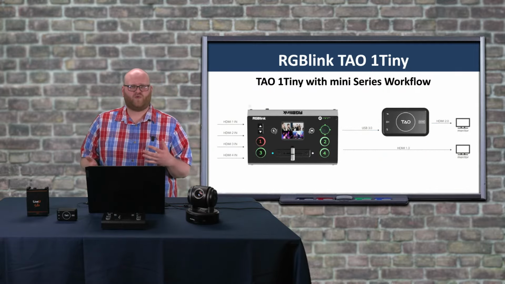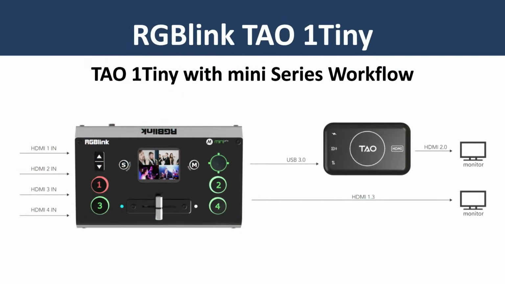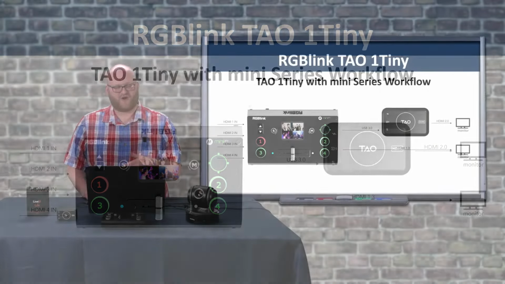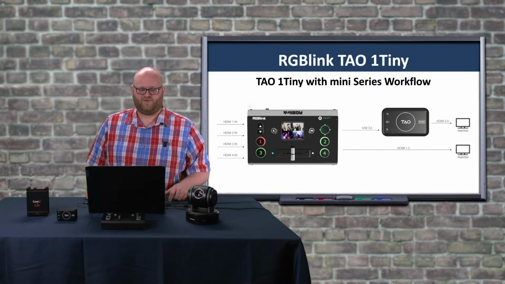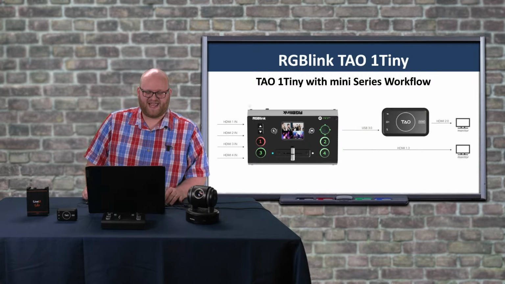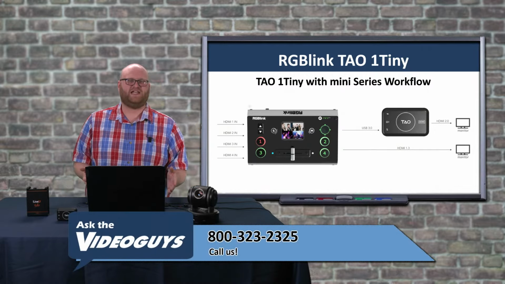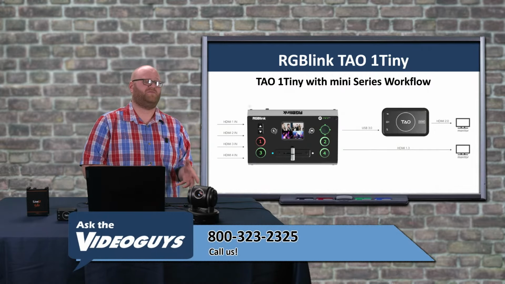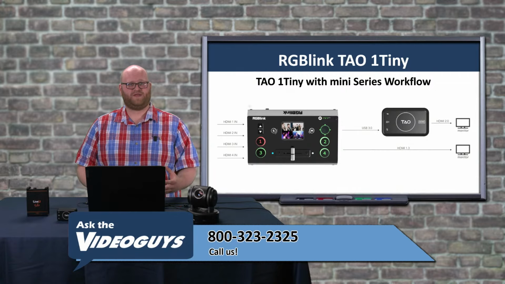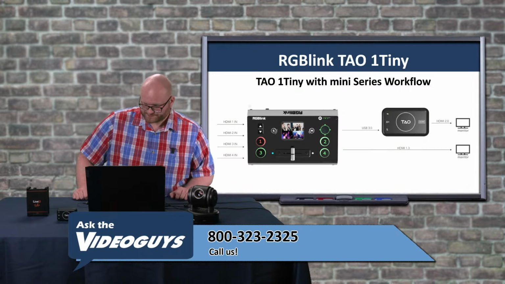There's also another workflow that's very interesting with the Tau 1 Tiny, especially with the RGB Link Mini: it lets you do two things at once. You have all your HDMI ins, what about your outputs? What's cool about the RGB Link Mini is that it comes by default with a USB output. So you can plug it into your computer and bring the mix from your RGB Link in like a webcam, into Zoom, Teams, stuff like that. Perfect for video conferencing solutions.